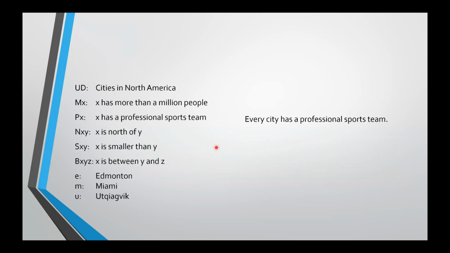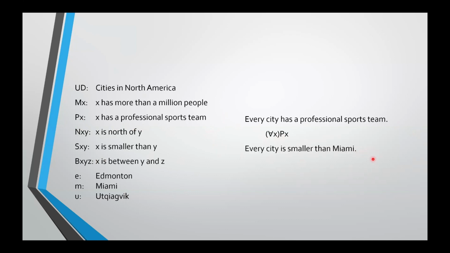So let's go back to the symbolization key that we've been working with, and we'll look at some examples of sentences that have universal quantifiers. So, every city has a professional sports team. For this, what we want is x has a professional sports team, right? So it's going to be P of x. We're going to need a variable in there because we're talking about the entire universe of discourse. And then what we want is a universal quantifier in front of it. So it's going to look like this: for all x, x has a professional sports team.